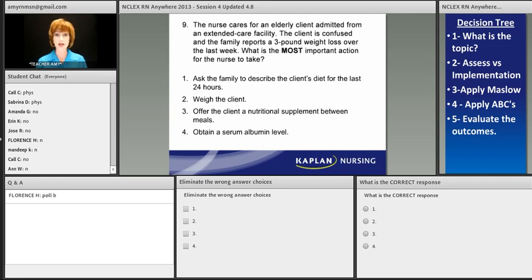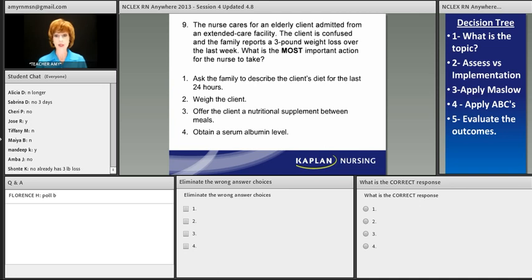Ask the family to describe the client's diet for the last 24 hours. So you'll note there is a time frame in this answer choice. Do we want to know their food intake for just 24 hours? Nope. We need to know more, all right? That's too narrow of a time frame. So the time frame makes answer choice number 1 incorrect. Would we want to weigh the client? Well, keep in mind, there are other things that can affect weight, like their fluid volume status. It doesn't necessarily give us the best indication of their nutrition status.